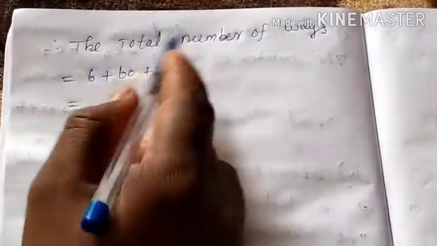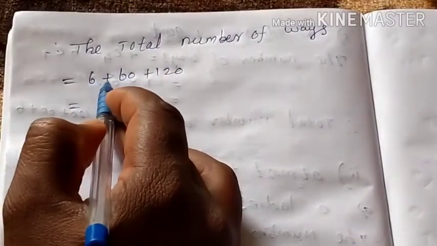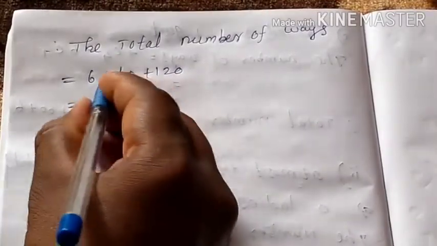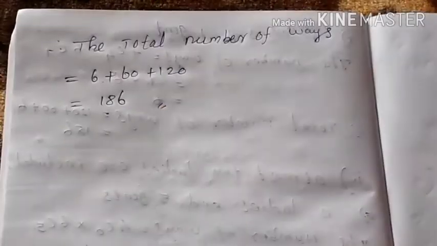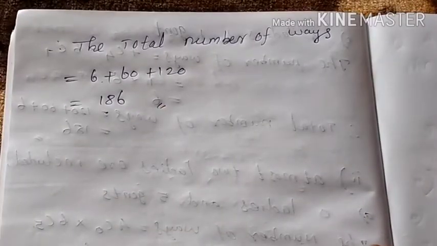From the second subdivision, the total number of ways equals 6 plus 60 plus 120. The sum of the values is 186. That's all, your answer. Have you understood?